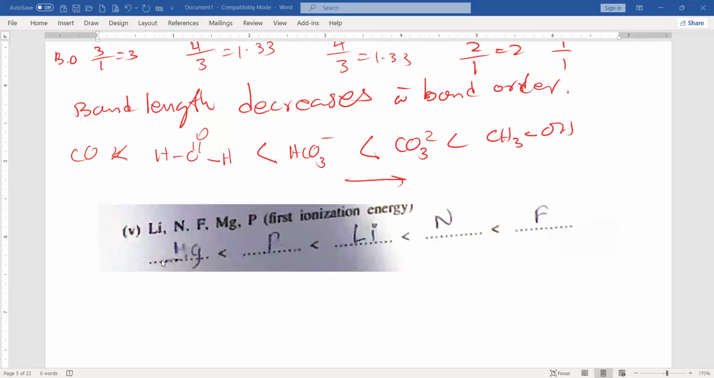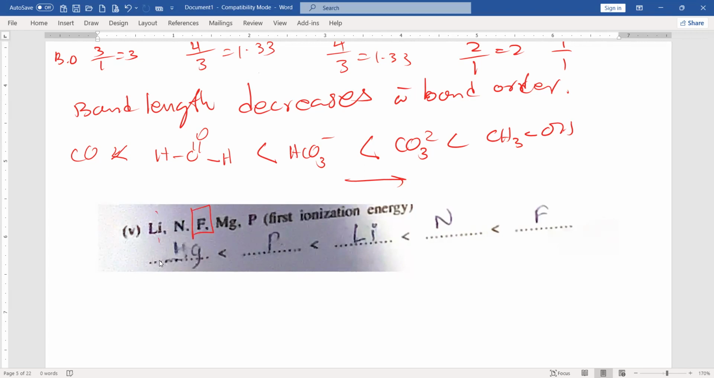First ionization energy of lithium, nitrogen, chlorine, magnesium, and phosphorus. If you know the numbers, it's okay. You can easily find it. But among all the elements here, the first ionization energy is least in the case of lithium, maybe. No, we can easily find the biggest or the highest. Highest is for this fluorine. Fluorine will have the highest.